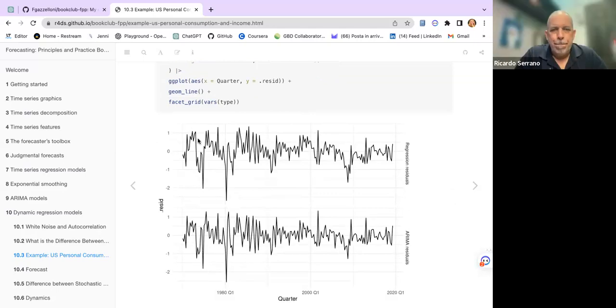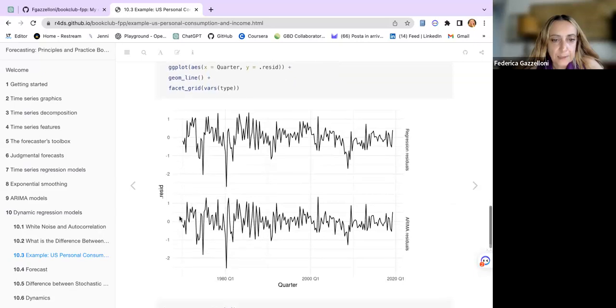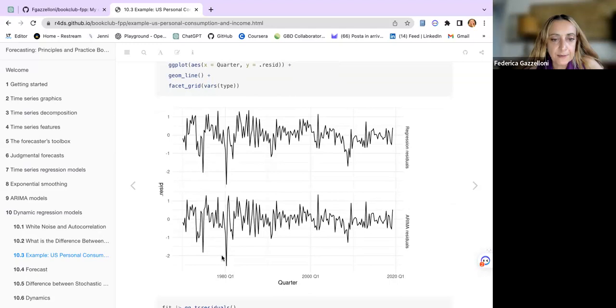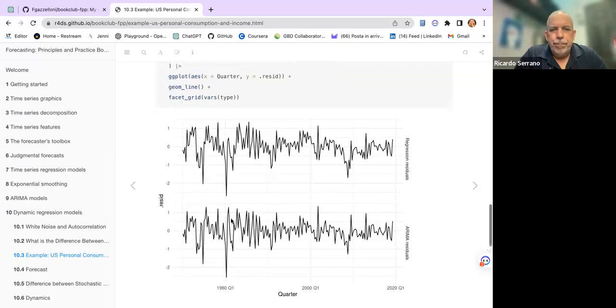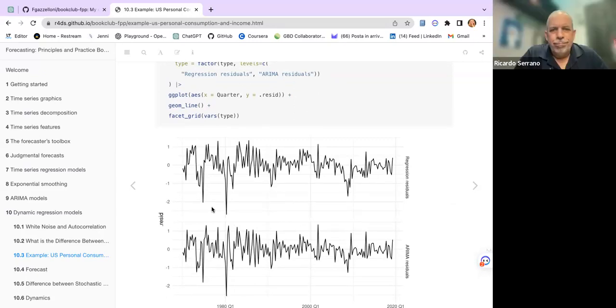Maybe here, for example, at the very beginning of the series, we can see a little difference. But then if you see here, it goes down to less than minus two. So there's a little difference. Maybe it would be nice to see them on top of each other, so you can catch the differences slightly.